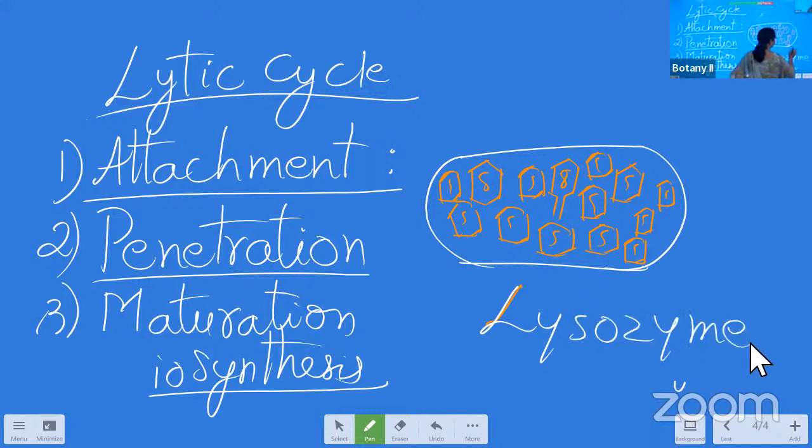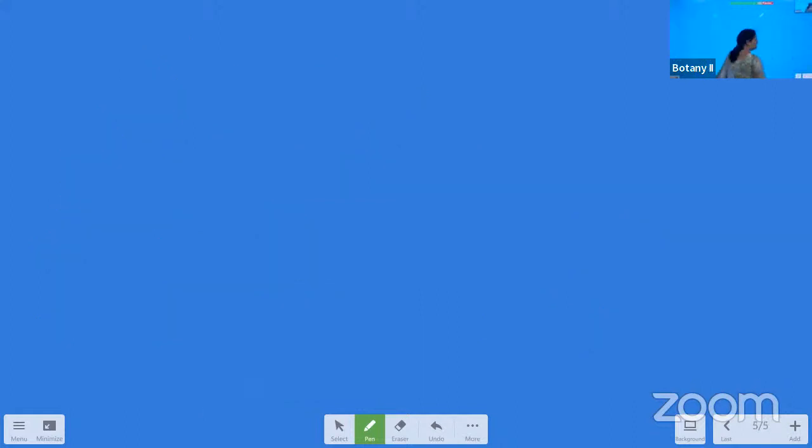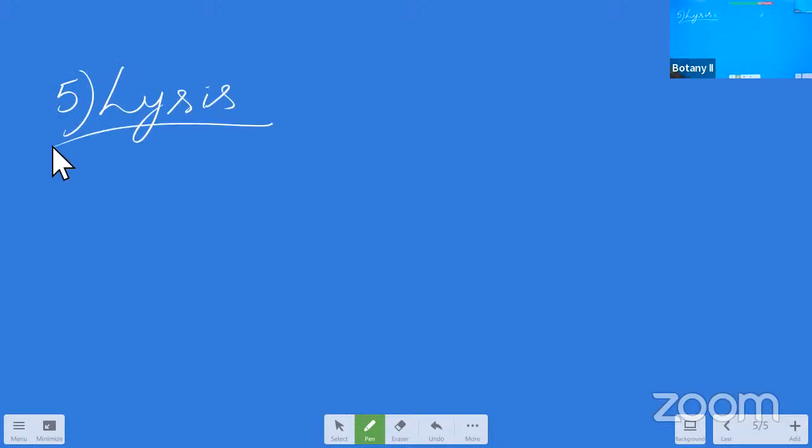Lysozyme enzyme was released by these viral heads on the cell wall of the bacteria. So what happens with this? With this, at one place, the bacterial cell wall will burst. Okay, that is the last step. Last step is the lysis. Lysis means death of the cell.